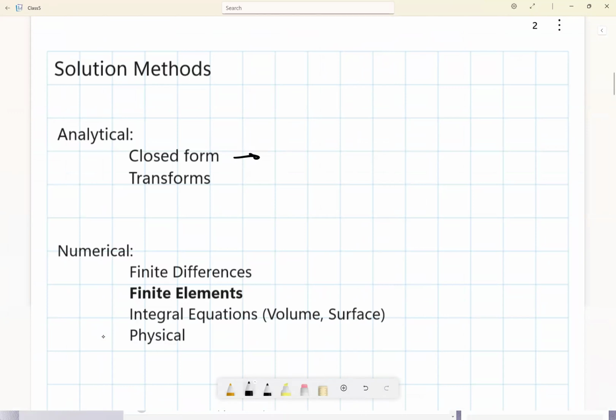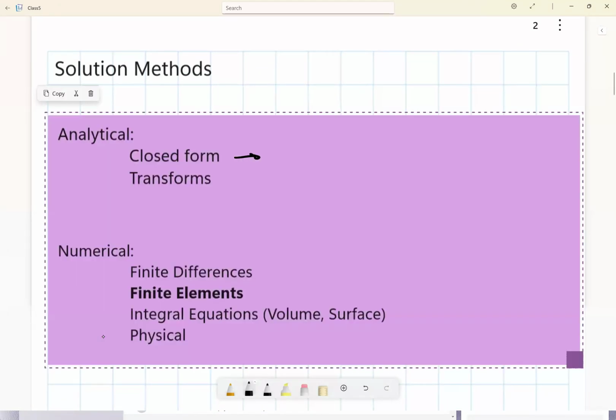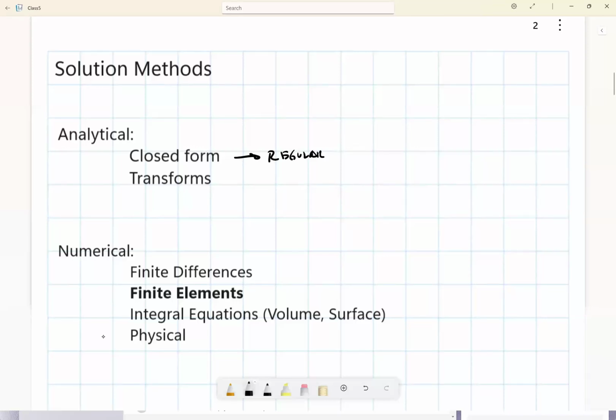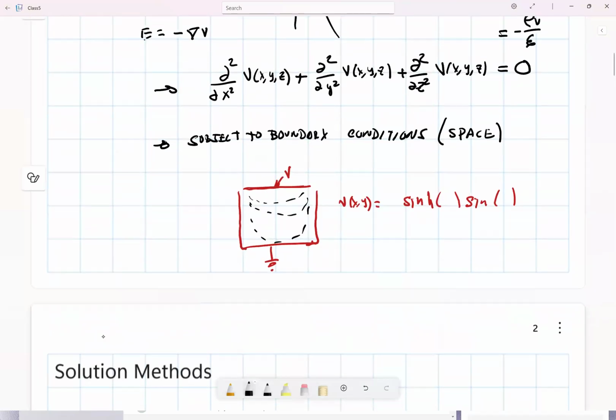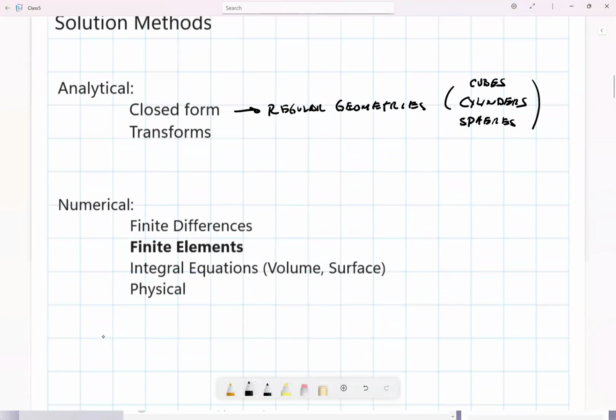These are actually very good. It will give you insight. But it's only for, I wouldn't say regular geometries. It only works for cubes, cylinders, and spheres. That's it. Now, for an electrostatic problem like the one I put here, it doesn't matter too much because we are going to solve it by potentials anyways.